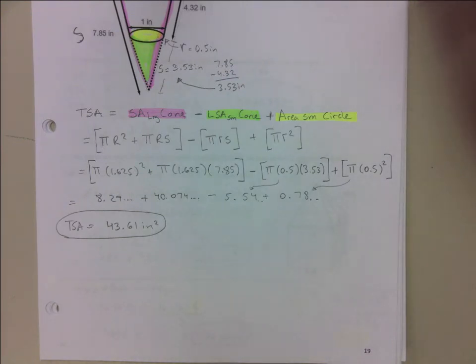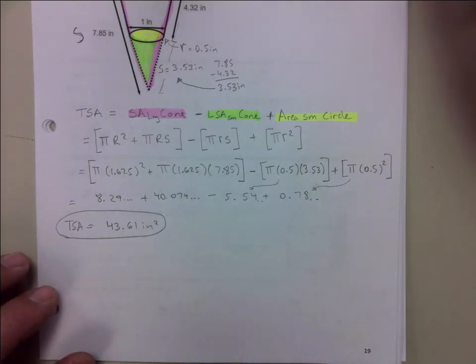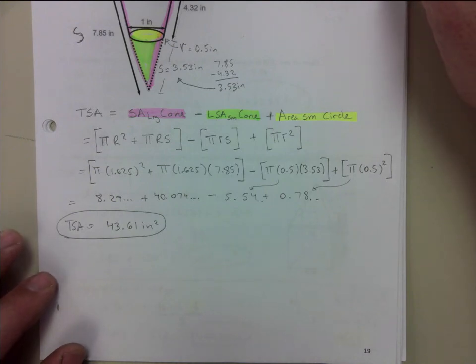So that's your total surface area, including, we're assuming that the top, like the big circle and the small circle, are both included here. Let's do the volume before we go.